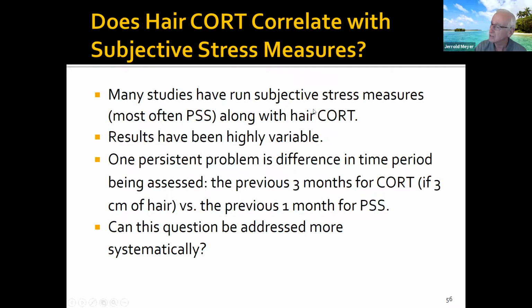So when we're using the PSS, the PSS is 1 month, as we've said, but cortisol is typically, even in the studies where they're trying to correlate them, 3 centimeters, and therefore 3 months. You could say, well, obviously the problem is because they're looking at different time periods. One's looking at 1 month, the other's looking at 3 months. So if they don't correlate, that explains it. But it may be more than just that. So as I say in this last bullet, can the question be addressed more systematically?